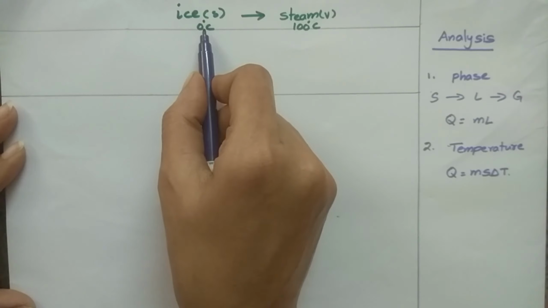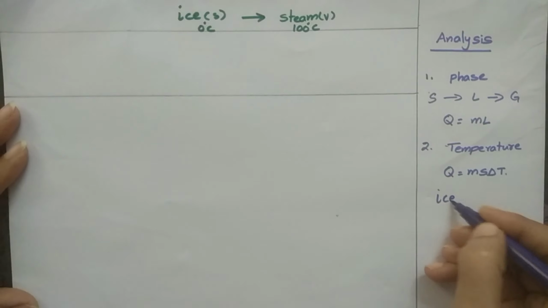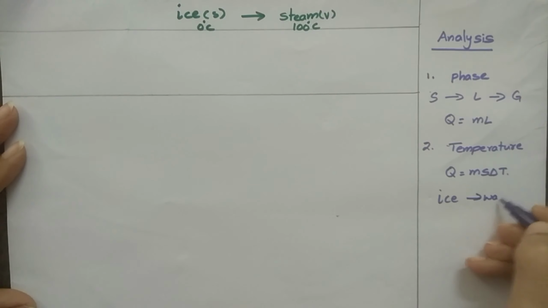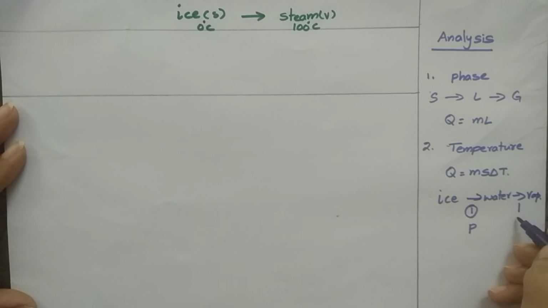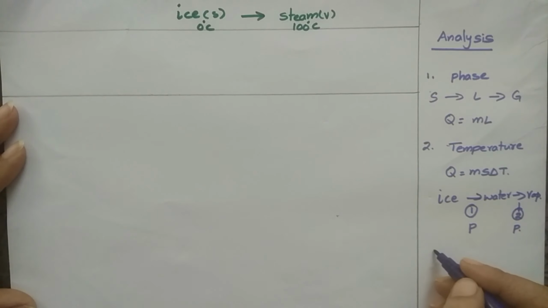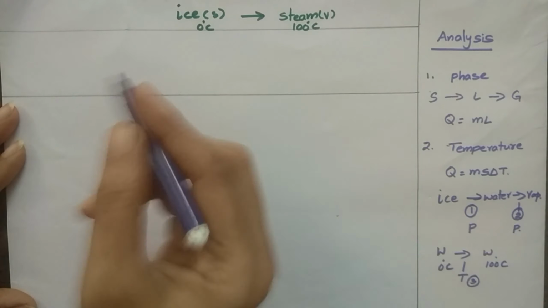Ice, which is in solid form at 0 degrees, changes to steam at 100 degrees. Ice does not directly convert into steam. It has to convert into water and then into vapor. These are the two phase changes we have to notice: ice to water and water to vapor. And regarding the temperature change, water at 0 degrees is changing into 100 degrees centigrade. This is the third one. We have to calculate two phase changes and one temperature change.